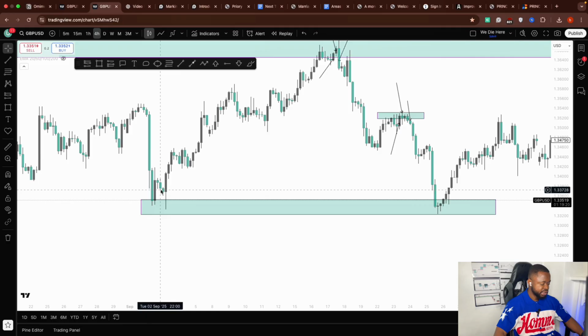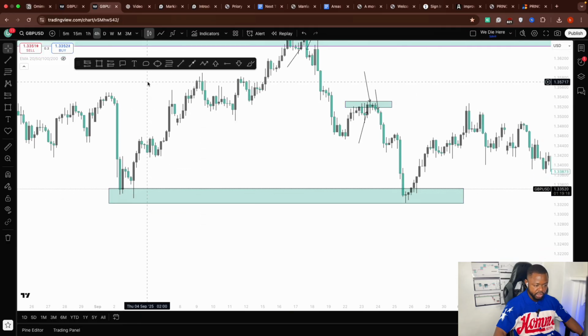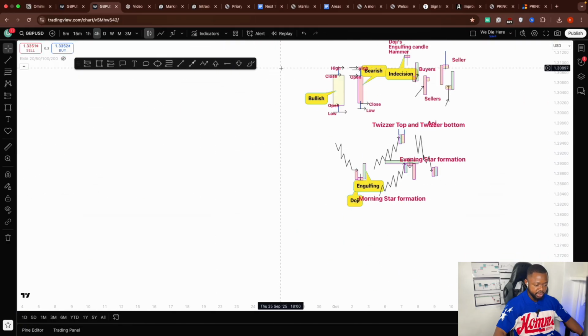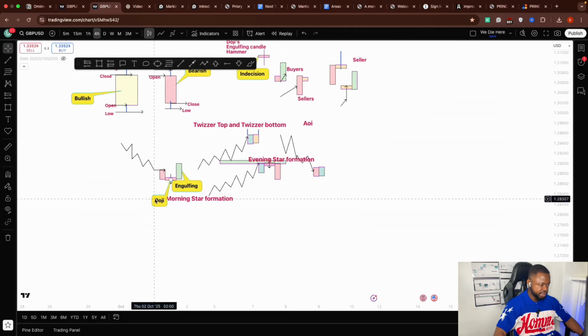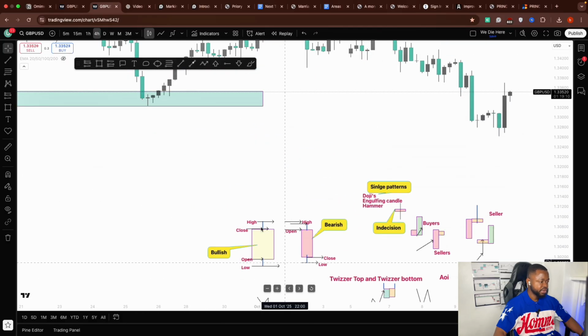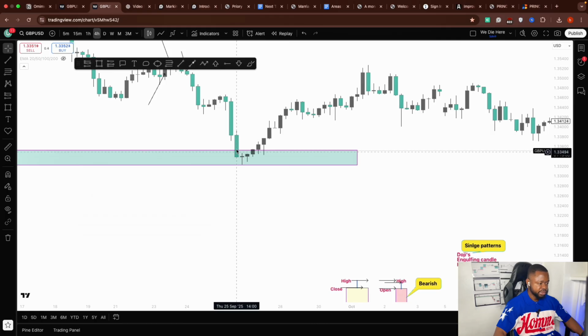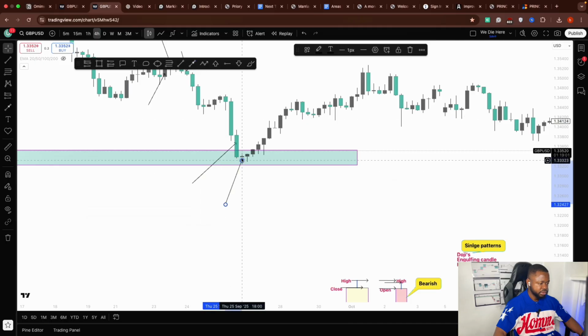Now look at this particular formation here and look at this formation here. This is the morning star. If you go back to what we did here on the morning star: the normal candlestick, the doji, and the engulfing. So if you come here, remember, normal candlestick, doji.